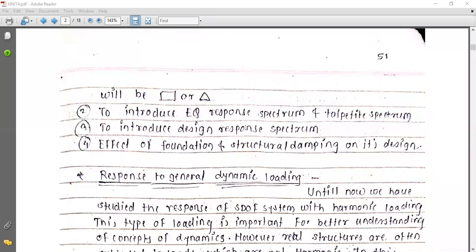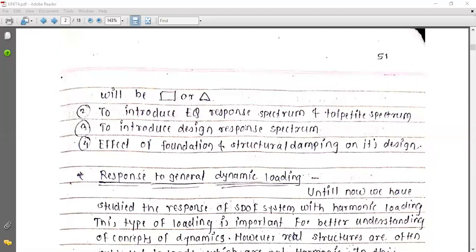That is the spectra. And what is response? Behavior of the structure under a dynamic loading. That is nothing but the response of the structure. So that chapter is based on these two concepts. The most important first point is Duhamel's integral.